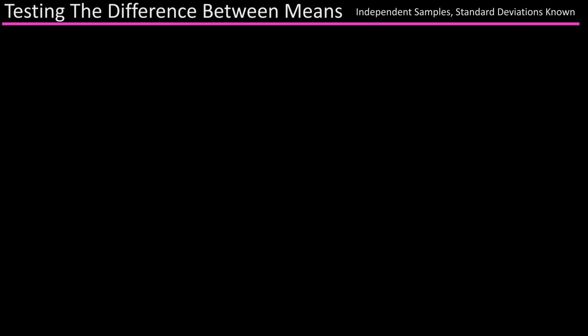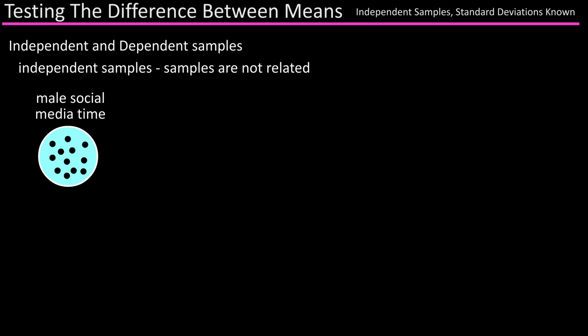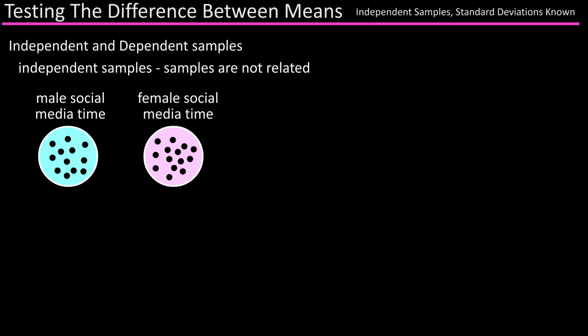Before getting into testing the difference between means, we first need to cover independent and dependent samples. Two samples are independent when the first sample is not related to the second sample. For instance, let's say that sample 1 is daily time spent on social media by college males, and sample 2 is daily time spent on social media by college females. There is no possible pairing of members from these samples.